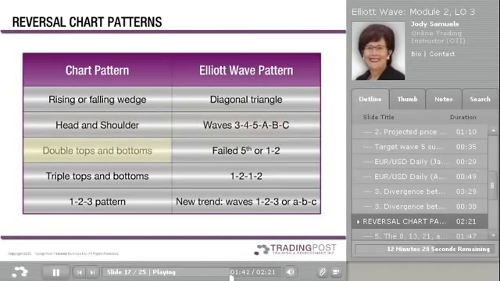A double top and bottom is similar to a wave 1 and 2, where 2 corrects the full length of 1, or a failed 5th wave, where the wave 5 fails to go above wave 3. Triple tops and bottoms are equivalent to 1, 2, 1, 2 patterns, the beginning of an extended wave 3 in Elliott wave terms. And finally, a 1, 2, 3 reversal pattern is the beginning of a new trend in Elliott wave analysis, waves 1 and 2, and the start of 3, or waves A, B, and the start of C.